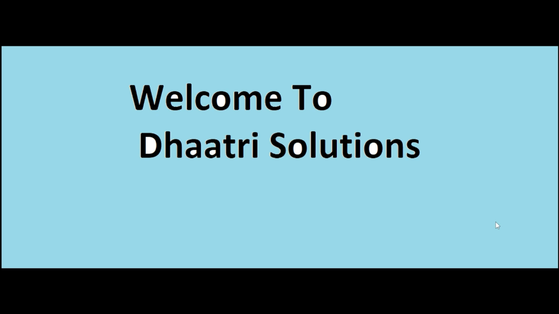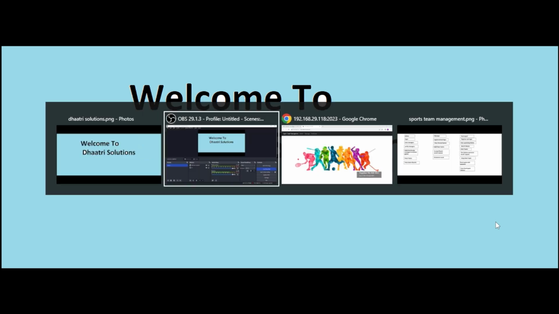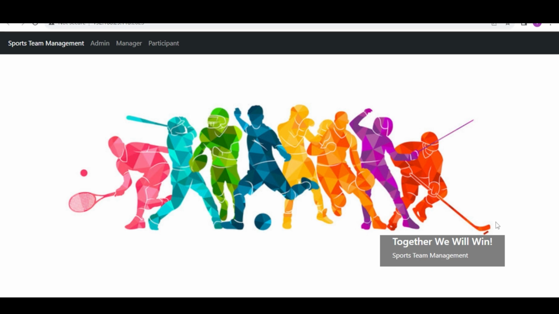Firstly, I want to introduce the project description, which gives a clear perspective of this project. This is our website. In our project website, we manage sports teams where people can join sports teams, participate in the game and win. In this project, we have three modules: admin, manager and participant.